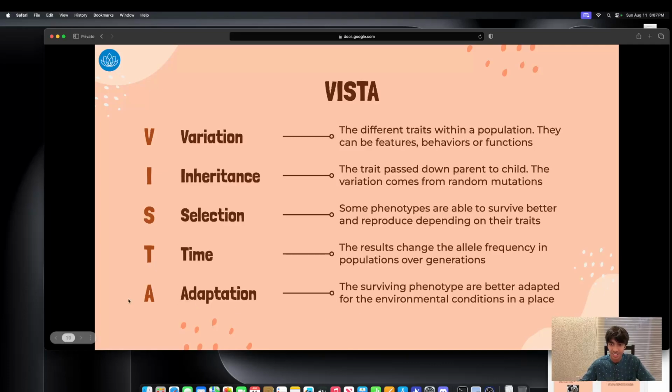And then adaptation is that the surviving phenotypes are better adapted for the environmental conditions in a place. And this is similar to selection, right? Because if you survive better in a place, then you're obviously better adapted to it, right? The word adaptation conveys that you flow with your environment.